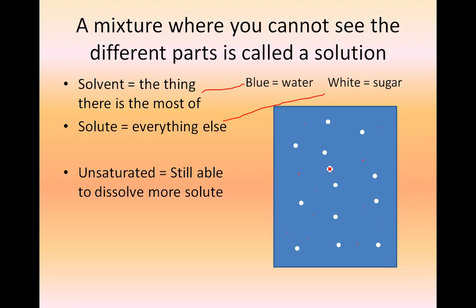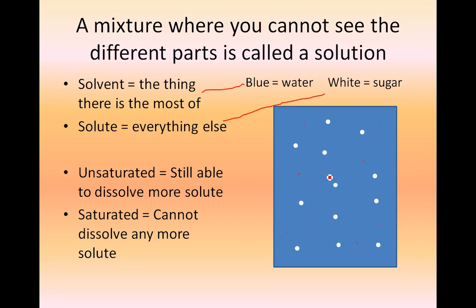We also have these terms unsaturated and saturated. Unsaturated is where you can still dissolve more solute. So if I can still add more sugar and it still dissolves, then that solution is unsaturated. But if it gets to a point where I can't dissolve any more and it starts to collect on the bottom, this happens a lot when you're making hot cocoa, when you get to the bottom of the cup and there's all that undissolved powder, that's because your solution was saturated.